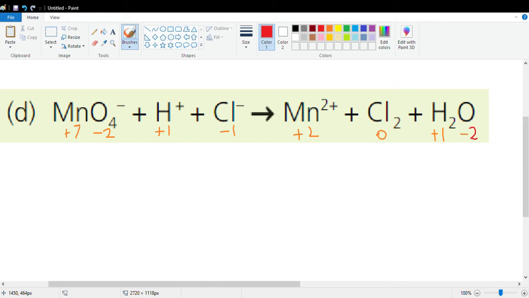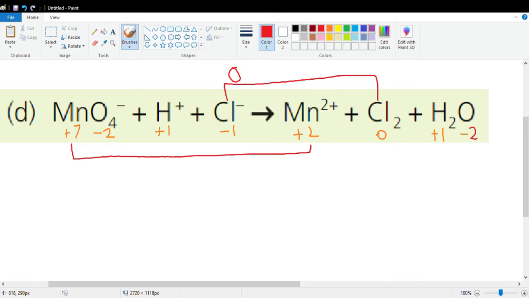Okay, so the next thing is to figure out what has been oxidized and what has been reduced. So what has there been a change in? There's been a change in the chlorine oxidation number, and there's been a change in the manganese oxidation number. So chlorine there has gone from -1 to 0, so that's an increase in oxidation number, which means it has been oxidized. And what has happened to go from -1 to 0? What has happened to it?